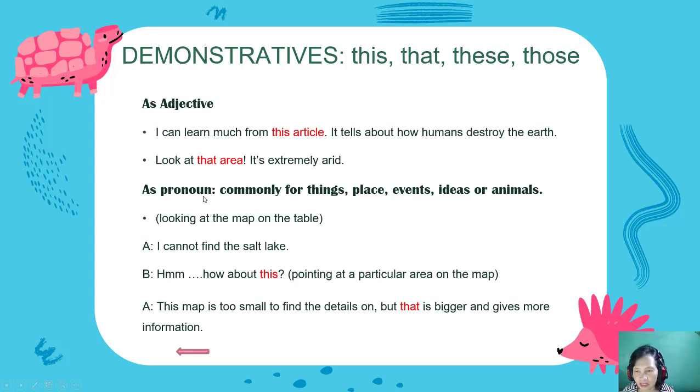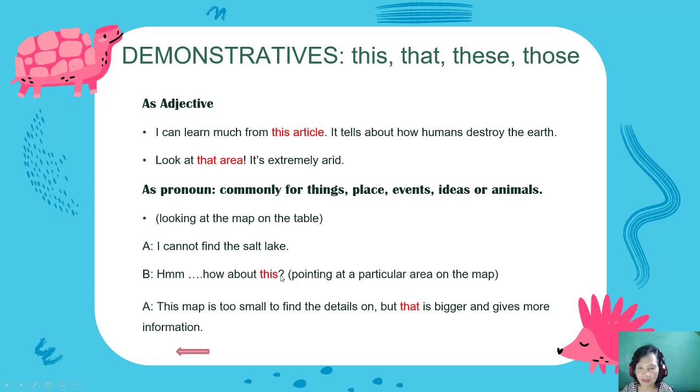As pronoun, commonly for things, place, events, ideas, or animals. I cannot find the Salt Lake. How about this? Pointing at a particular area on the map, it means that this shows that it is nearby. What is the difference with this? This article as adjective means that the function here is adjective, that's why you need noun. But if you have the demonstrative here as pronoun, it will stand alone. So there is no noun here.